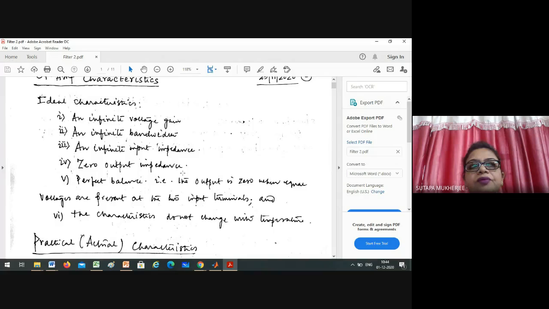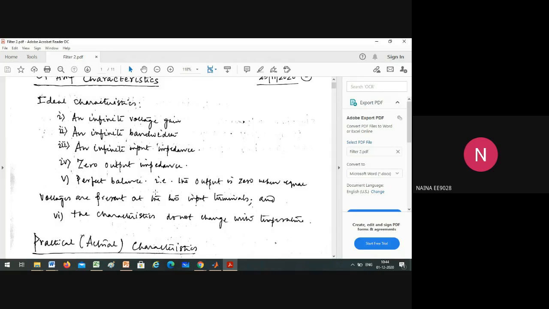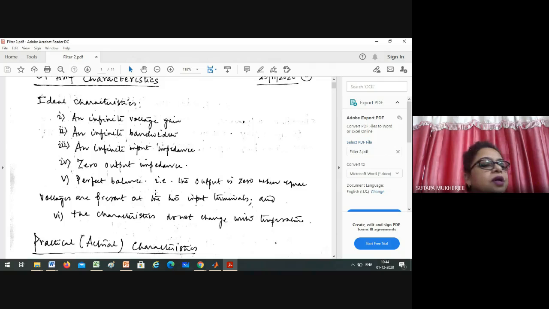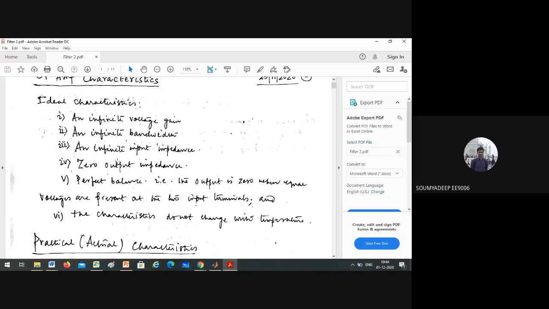And who is the author of the circuit theory book you got from the library? SP Ghosh and AK Chakraborty. SP Ghoshal, okay. SP Ghosh and AK Chakraborty, right?